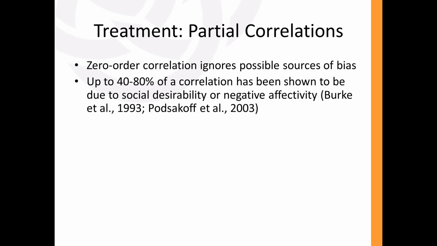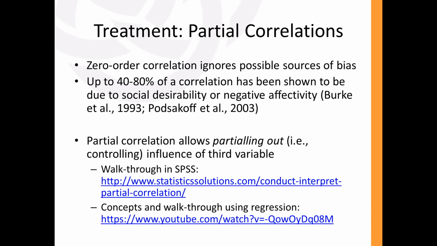In fact, this is very important because up to 40 to 80% of a correlation has been previously shown to be due to social desirability or negative affectivity. The idea is that you don't want to be reporting zero order correlations. You want to take into account how much social desirability somebody is likely to have, how much negative affectivity someone has when responding, and the impact that has, and partial that out. That's why it's called partial correlation, because you partial out or control the influence of a third variable.